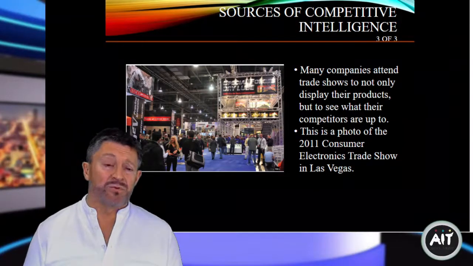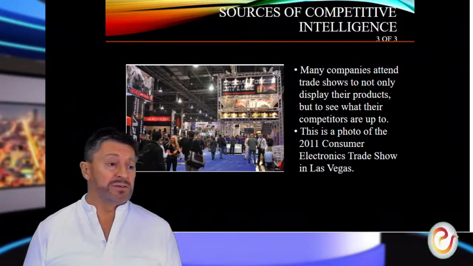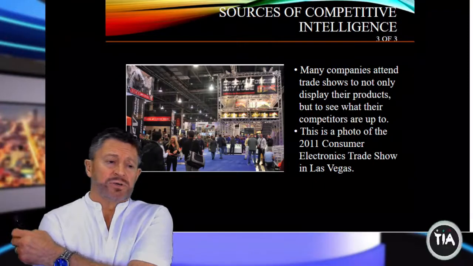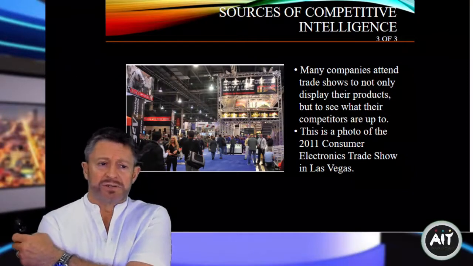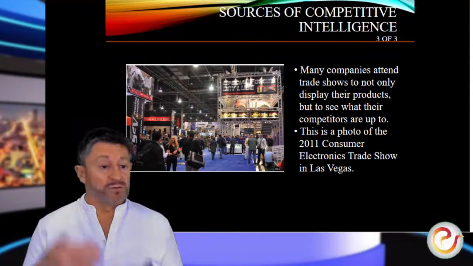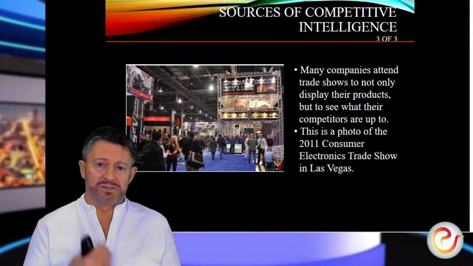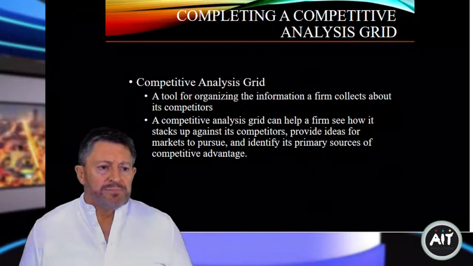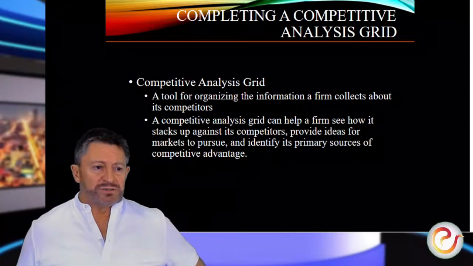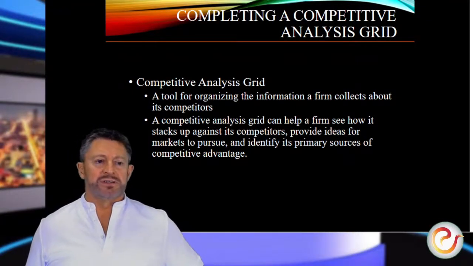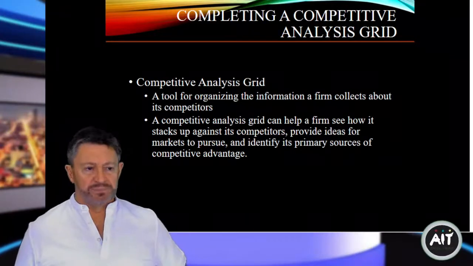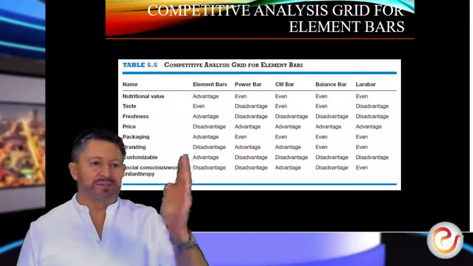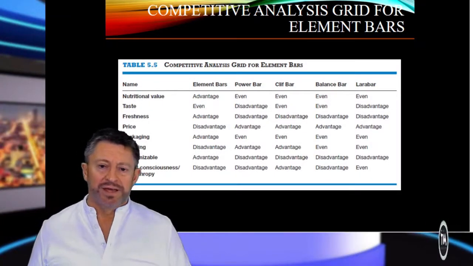And oftentimes some great deals are done at these, because you'll find that some company you might never have heard of is producing a technology which complements your product or service tremendously well, and you can negotiate. There's a hell of a lot of deals done in these types of situations, partnerships and so on. So a competitive analysis grid is a tool for organizing the information a firm collects about its competitors. So all the information you need about the competitor, and here is an example of such a grid.